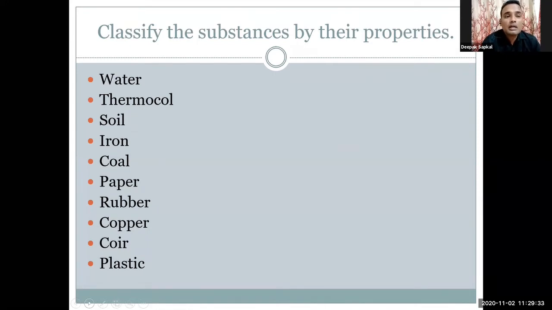But apart from this, the properties are whether it is a good conductor or not a conductor, whether it has malleability or not, and its ductility. As per these properties, we have to classify them. The substances given are water, thermocol, soil, iron, coal, paper, rubber, copper, coir and plastic. But now the first question is what?